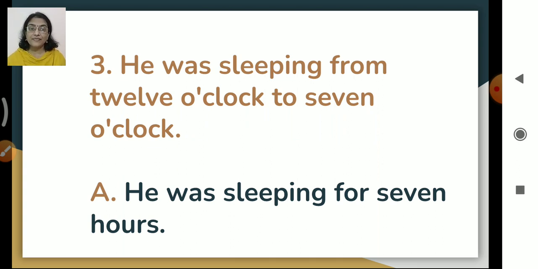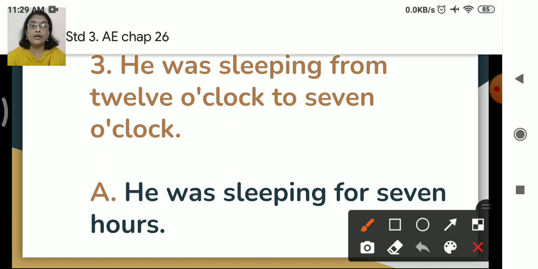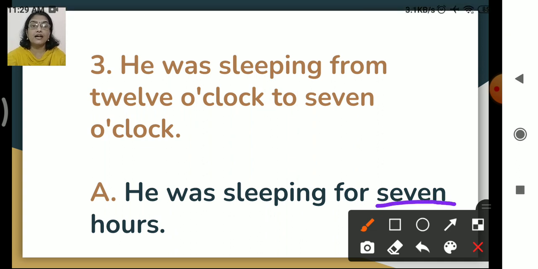Got the answer? Okay, one more thing I would like to tell you children. When you are writing the answer, you will write 7 hours in words and you will not write 7 in numbers. So when you are solving the exercise, see to it that you are not using the number but you are using the number words, spelling. Got it?